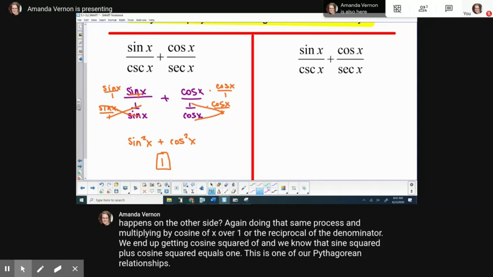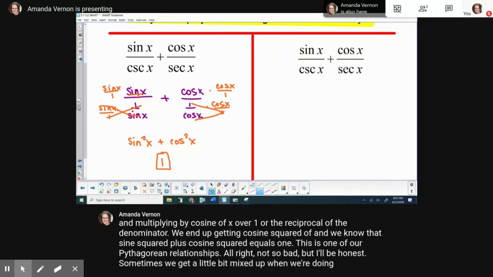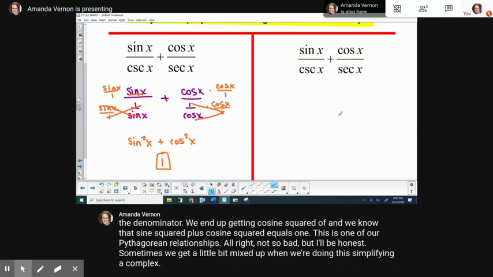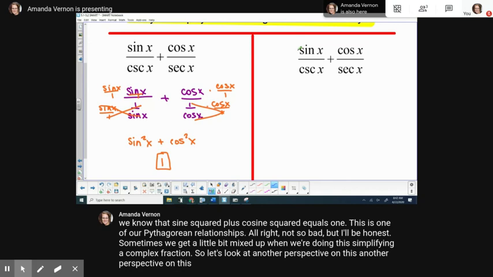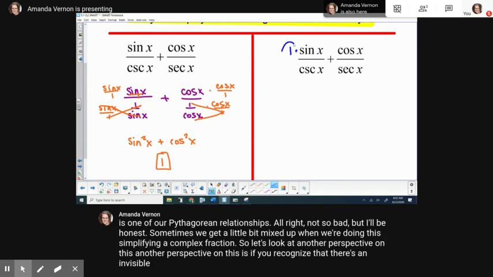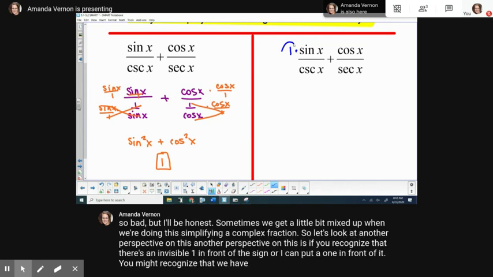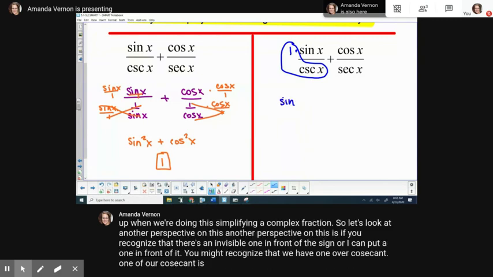All right, not so bad, but I'll be honest, sometimes we get a little bit mixed up when simplifying a complex fraction. So let's look at another perspective on this. Another perspective is if you recognize that there's an invisible 1 in front of the sine, or I could put a 1 in front of it, you might recognize that we have 1 over cosecant. And 1 over cosecant is just sine x.